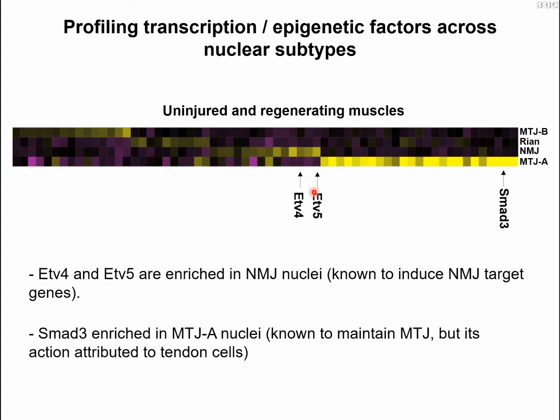And SMAD3 is a downstream effector of the TGF-beta pathway, which was already known to be involved in maintaining the myotendinous junction in mammals. But such an effect of TGF-beta so far has been attributed only to its action on the tendon cells. And our data set suggests that the muscle cells will likely also perceive TGF-beta and use it in order to maintain the myotendinous junction.